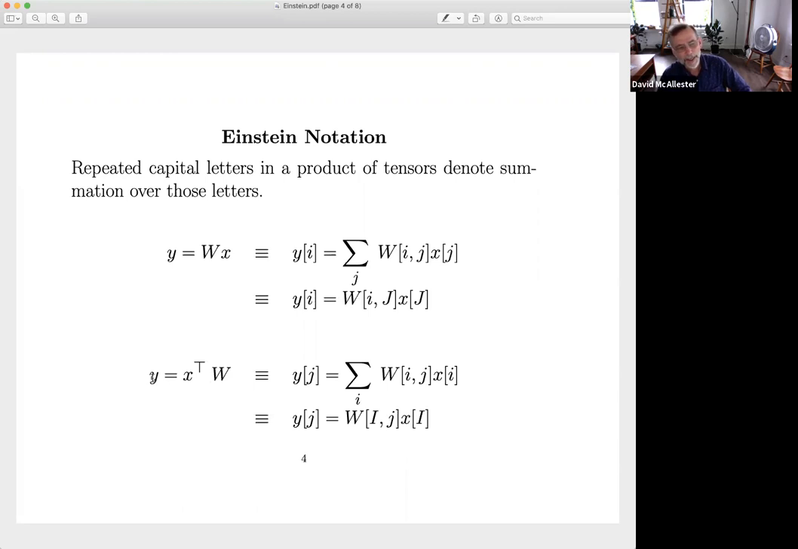Similarly, we can take this expression, x transpose multiplied by the matrix. This multiplies x by the other index in W. So that has this explicit representation: the jth component of y is the sum over i of this product. And again, this is just an explicit representation of this vector matrix product. We can write it in Einstein notation as y_j equals this expression, where the I is now being implicitly summed over.